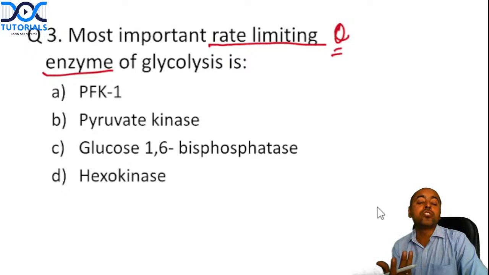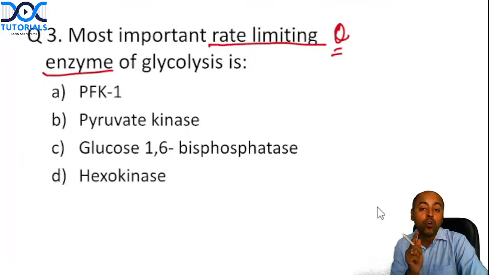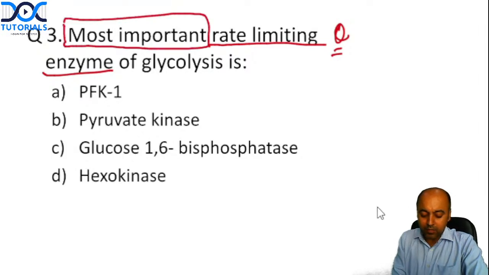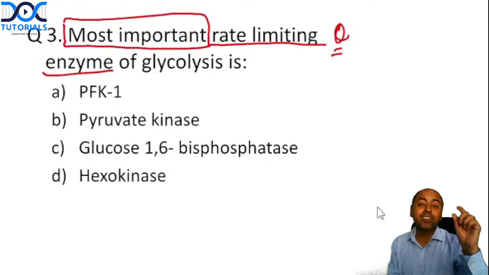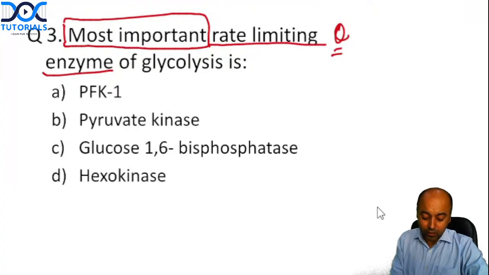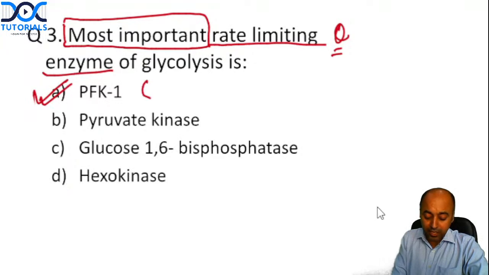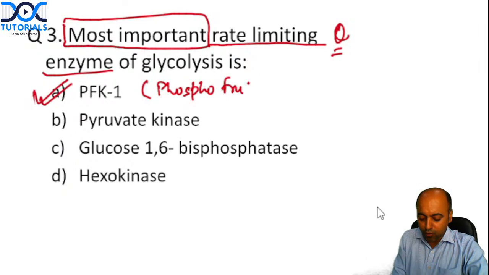Whenever you're doing the revision for the pathways, make sure you know the rate limiting enzyme for the different pathways. Almost always at least one question on rate limiting enzyme is asked in your exam. In this question, it is written the most important rate limiting enzyme, but most of the time the term most important is not written, it is implied. For glycolysis, the most important rate limiting enzyme is PFK1, that is phosphofructokinase 1.